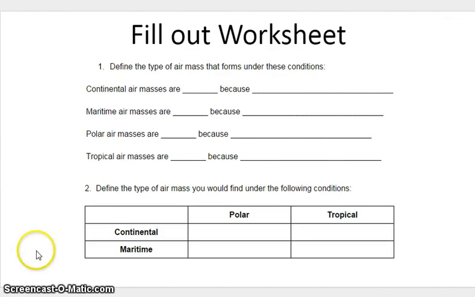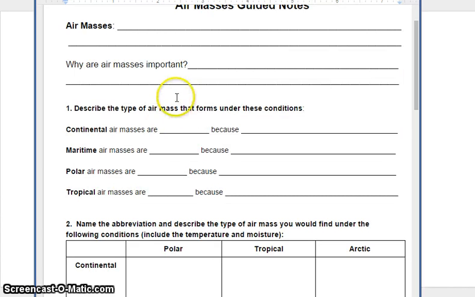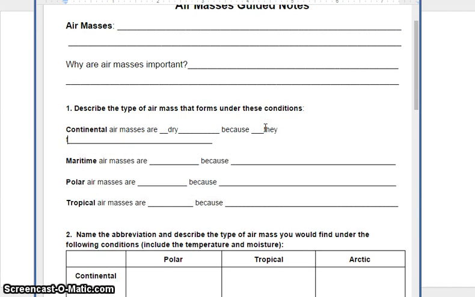Alright, so at this point you should be able to fill in your worksheet. Continental air masses are dry because they form over land. Make sense? Alright, so you're going to fill out the rest of them. Pause the screencast to do that.